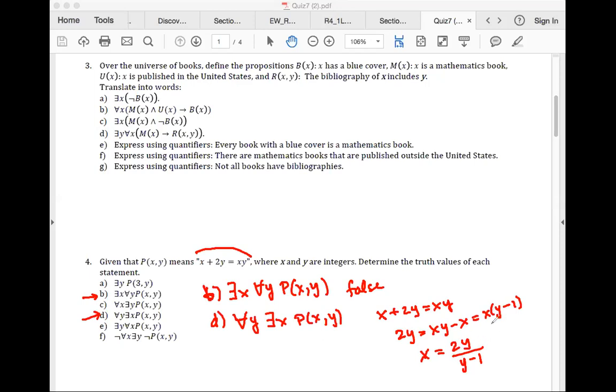So does this have a solution for every y value? No, because it doesn't work when y equals 1. If that weren't divided, it would have been true, but because it fails at y equals 1, this doesn't have a solution there, so this is also going to be false.